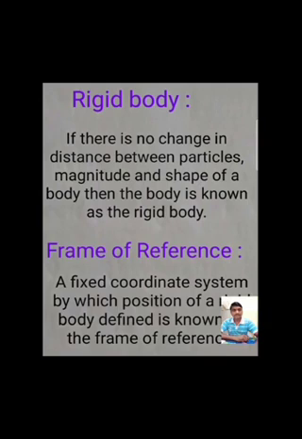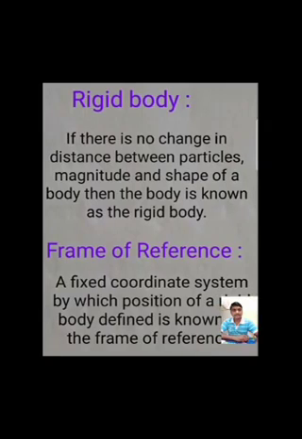A rigid body can possess three different types of motion. One is translatory motion, rotatory motion, and a combination of translatory and rotatory motion. So first one, translatory motion.